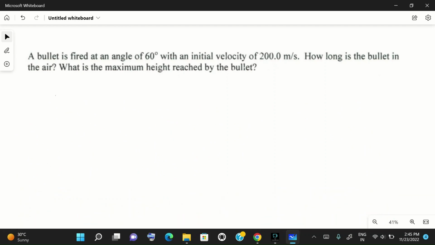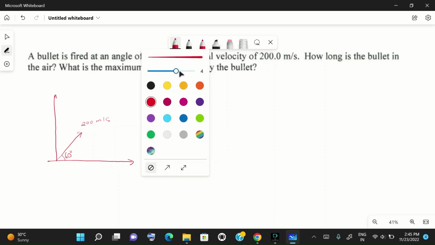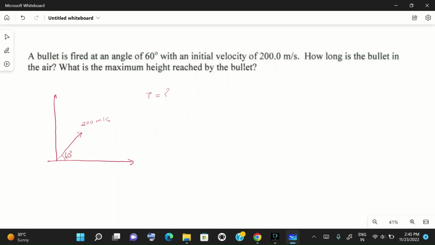So, a bullet is fired at an angle of 60 degrees. This angle is 60 degrees with the horizontal and the initial velocity is 200 meters per second. How long is the bullet in the air? So we have to find the time of flight because it is asking how long it will stay in the air. So it is called time of flight. What is the maximum height reached by the bullet? So we have to find the maximum height.